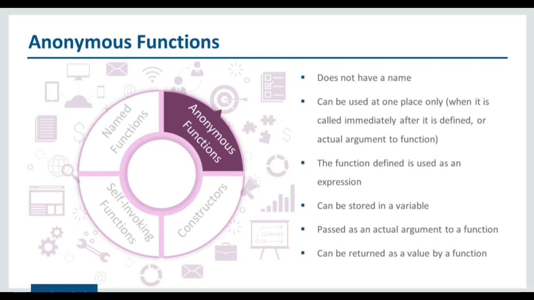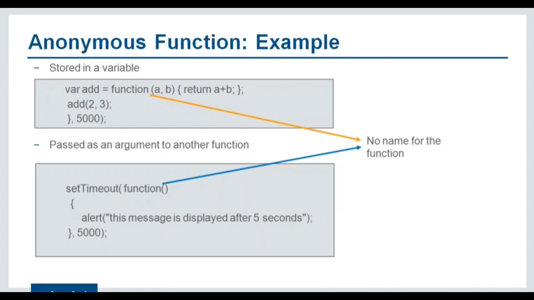Since they do not have any name, they can be used only at one place. When it is called immediately after it is defined, or as an actual argument to a function, or the function defined is used as an expression. It can be stored in a variable, passed as an actual argument to a function, or returned as a value by a function. These points may sound Greek to you. Let's see the examples.